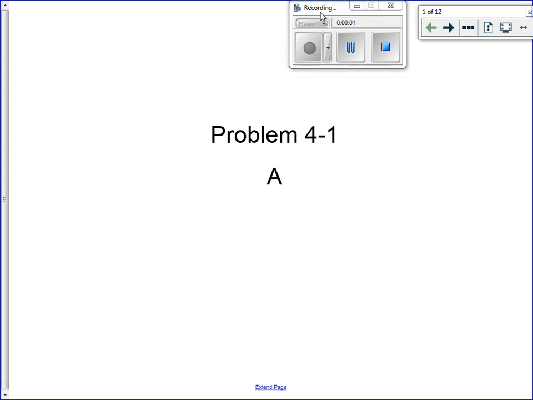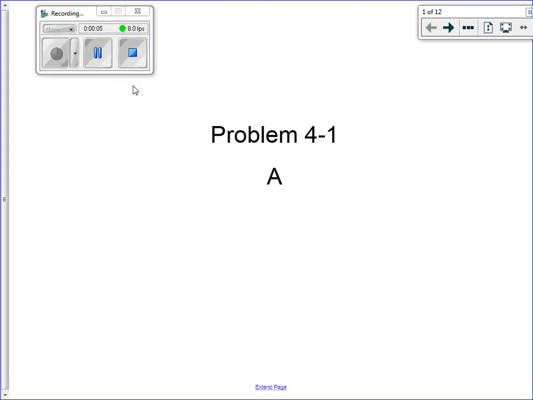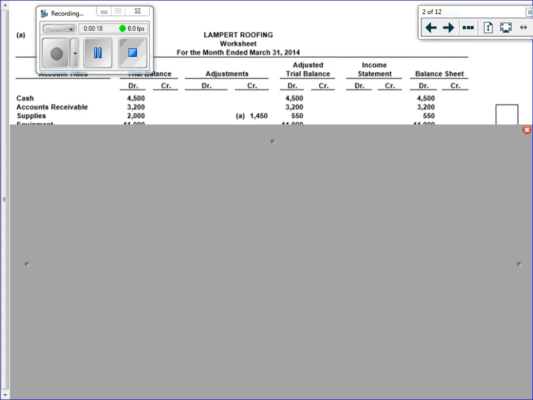Okay, so with about 10 minutes to spare here, I think we would be silly to not start this. We're going to do problem 4.1a. We are going to get rid of a few components of it, but we'll cross that bridge when we get there. So we're going to start today with the worksheet.